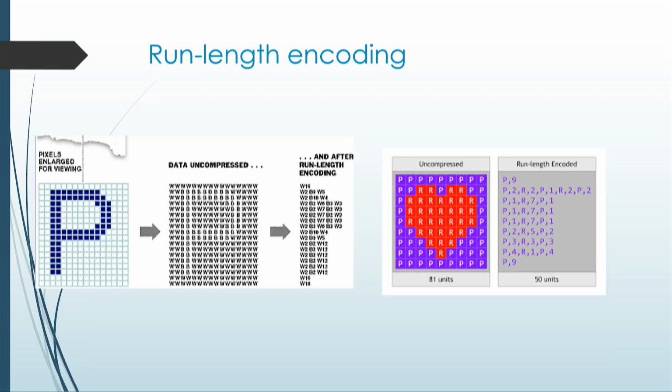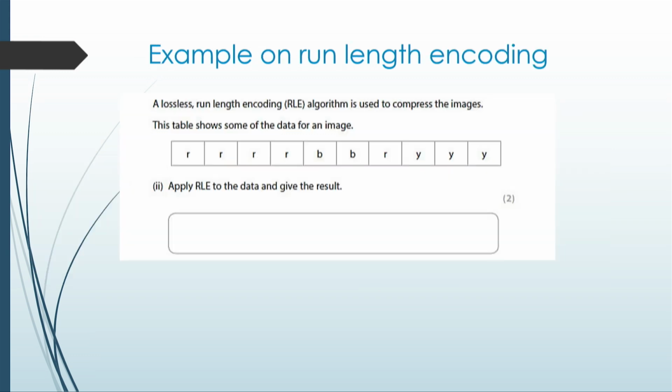Run length encoding can also be used to compress images without losing information. Let's look at an example. A lossless run-length encoding algorithm is used to compress the images. This table shows some of the data for an image. Apply run-length encoding to the data and give the result. How do we go about it?